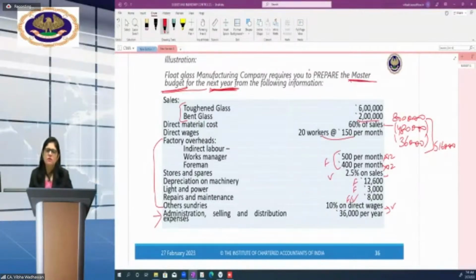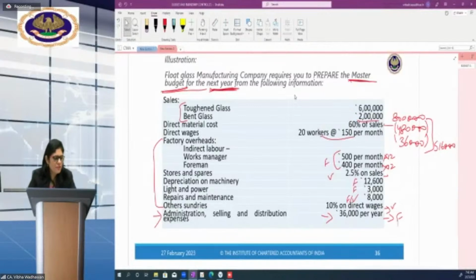All right. So I'm just explaining to you. Sales: first, you take the prime cost, then you have the factory overheads. To the prime cost, you can add the factory overheads. So you will get the works cost. You deduct works cost from the sales, and then you deduct administration, selling and distribution expenses. You will get the profits. Selling and administration expenses, 36,000 per year. Consider them as fixed. All right, good. Yes, prime cost is 5,16,000. So I hope you have understood how we do it.